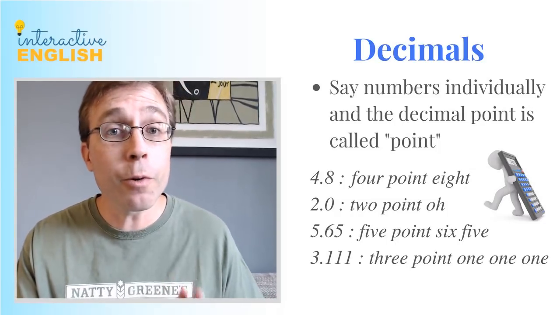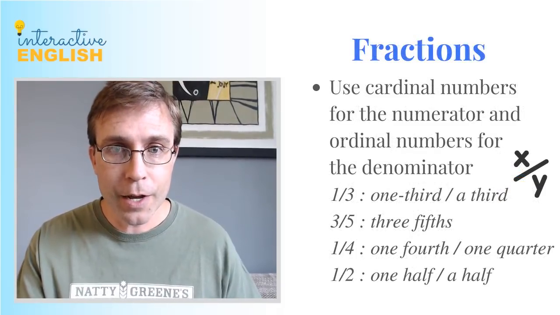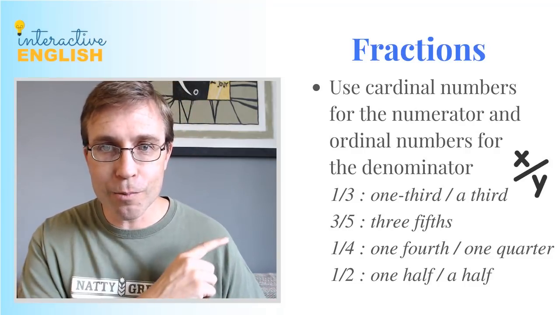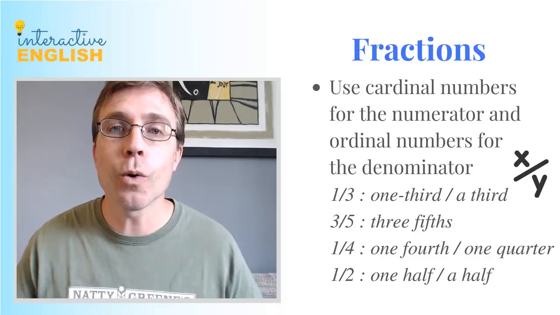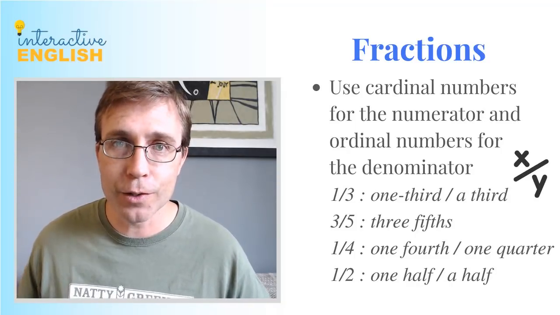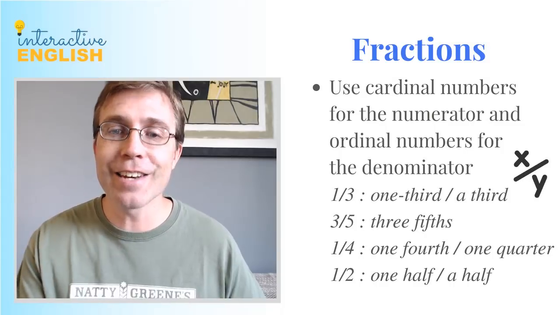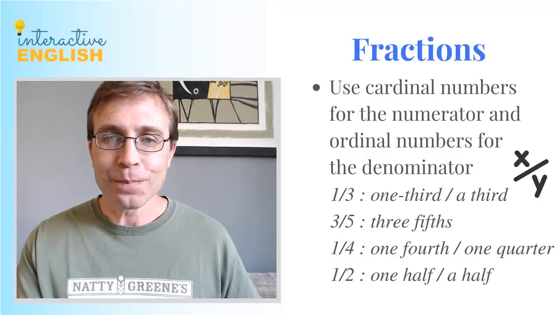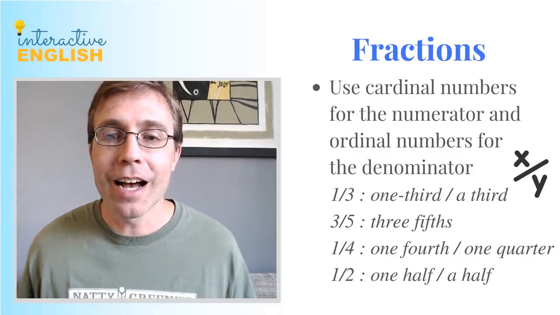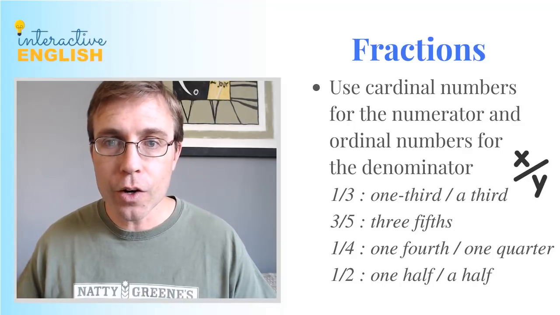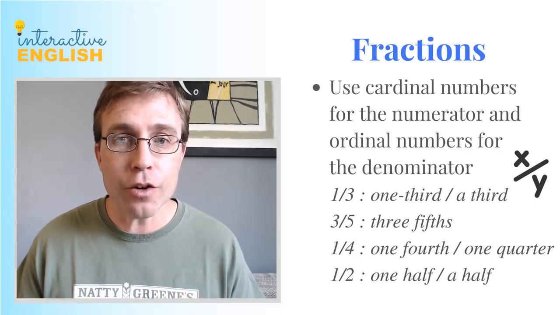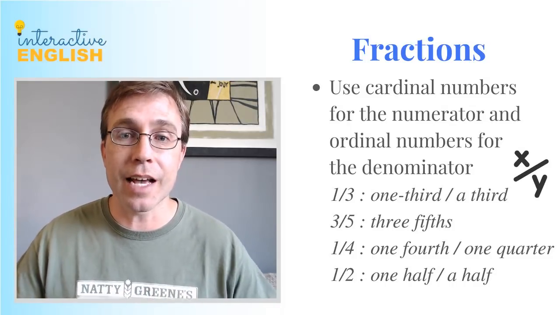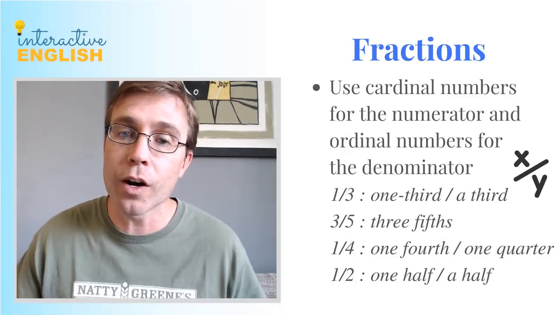That's for decimals. If we're talking about fractions, okay, we're going to use cardinal numbers for the numerator, which is where that x is up top, and ordinal numbers for the denominator. So cardinal numbers for the numerator and ordinal numbers for the denominator, all right? So for that first one, look at that one. I could say one third, or again, if there's a 1 in the numerator, then I could just say a third. Remember, the 3, since that's the denominator, an ordinal number, one third or a third.